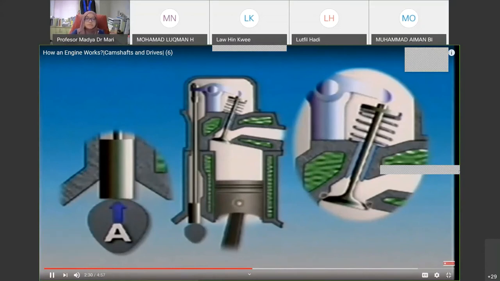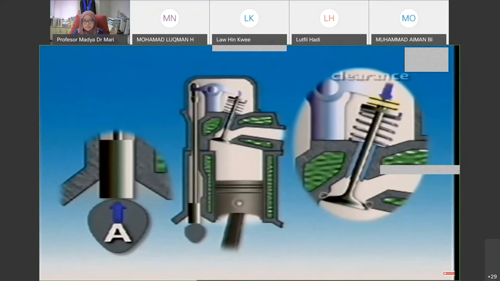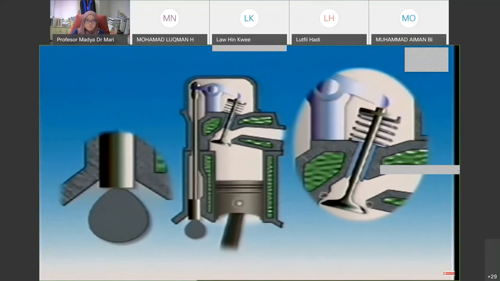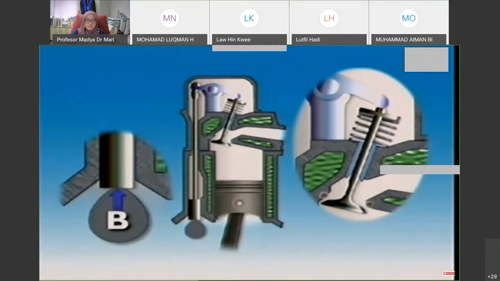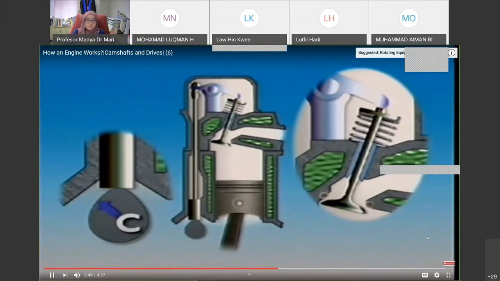cam and follower here. Fully closed, and there is clearance between the rocker arm and the valve stem. The cam rotates. The nose of the cam, B, reaches the valve lifter, and the valve is fully open. The closing flank, C, closes the valve gradually so that it doesn't pound against its seat.